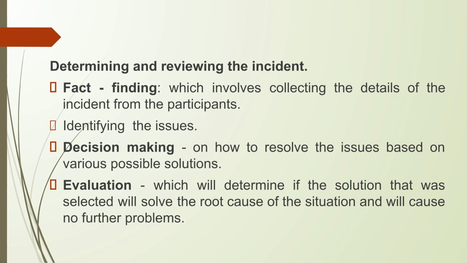The Critical Incident Technique, CIT, follows 5 important steps. First, the incident is identified and reviewed to understand what happened. Next, facts are collected from everyone involved to gather accurate information. The issues and root causes are then identified. Based on the findings, the best corrective action is selected from the available solutions. Finally, the effectiveness of the chosen solution is evaluated to ensure the root cause has been eliminated and that no new problems are created in the future.